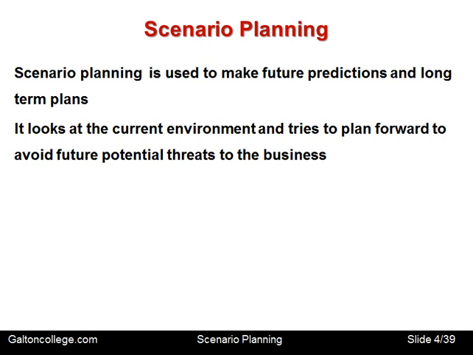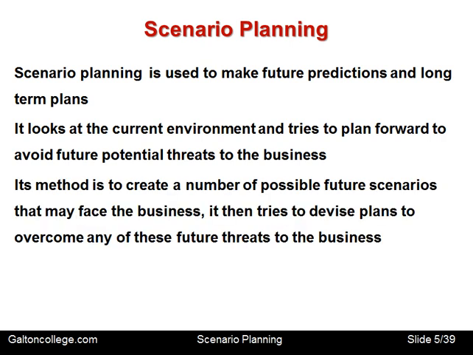So scenario planning looks at the current environment, looks at the situation the business now finds itself in, and tries to plan forward to avoid future threats that may be anticipated. Its method is to create a number of possible future scenarios that may face the business, and then tries to devise plans to overcome any of these future threats to the business. So it looks at where the business is now and tries to imagine what could happen, perhaps what threats could arise in the future, and tries to devise plans to offset the threats, tries to devise ways to minimize the impact of the threats or to avoid the threats completely.